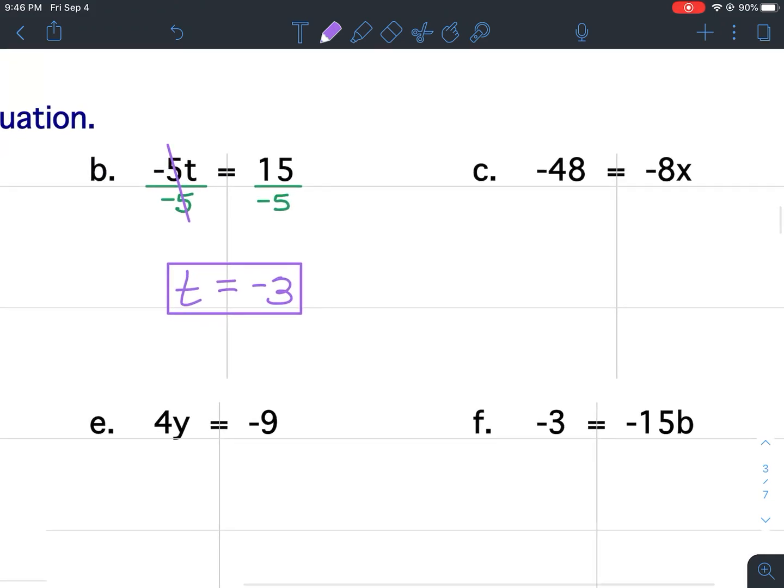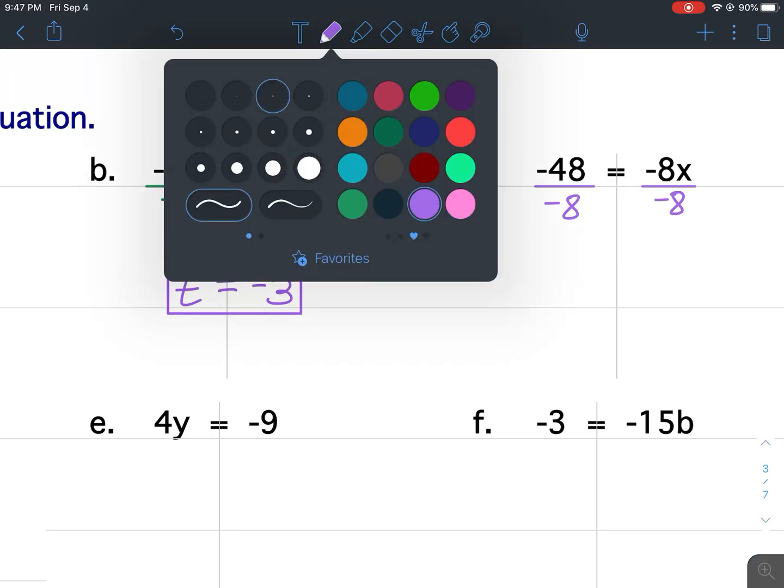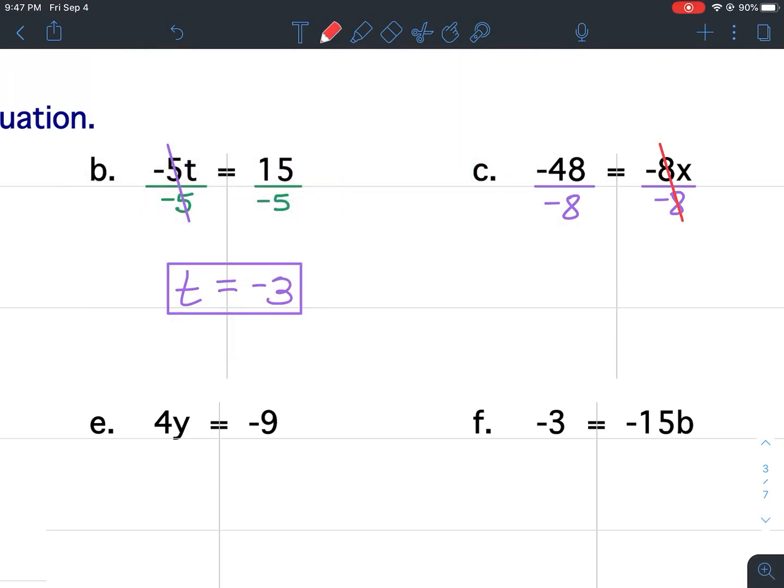For C, I want to isolate the variable. I need to divide both sides by negative 8. So I can cancel out the 8's and bring down my equal sign. Remember, whatever side the variable starts on, that's the side it ends on. It started on the right, so I'm going to finish it on the right. Negative 48 divided by 8: there are two negative signs this time, so my answer will be positive 6.